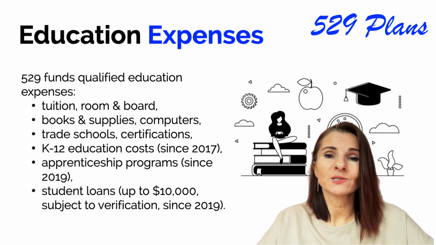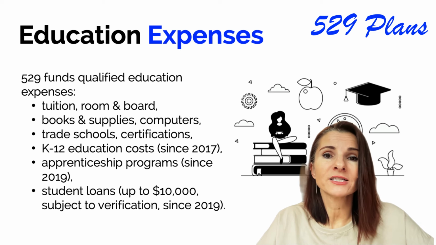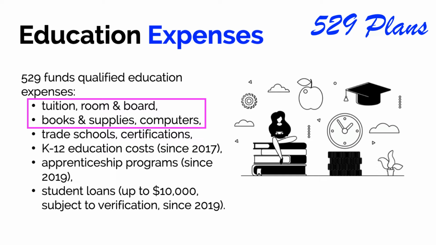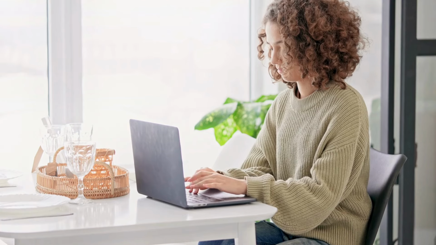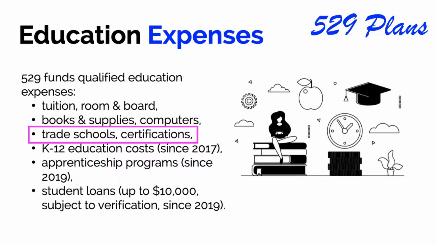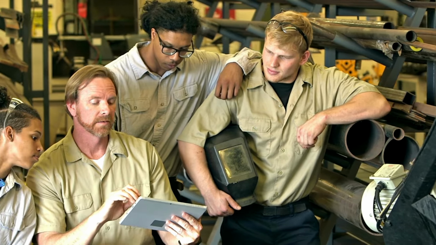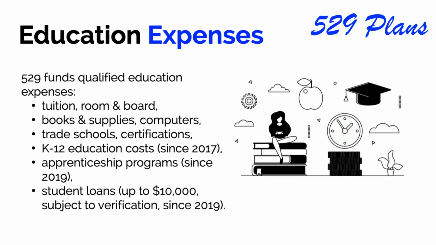Now, which education expenses can you pay with 529 funds? A lot. You can pay for tuition expenses and room and board, books, supplies, computers. You can also use these funds to pay for trade schools and certifications, so not only college. Additionally, since 2017, you can also use 529 funds to pay for K-12 education costs, although not all the states allow it. Finally, since 2019, you can pay for apprenticeship programs and pay up to $10,000 of the beneficiary's student loans.